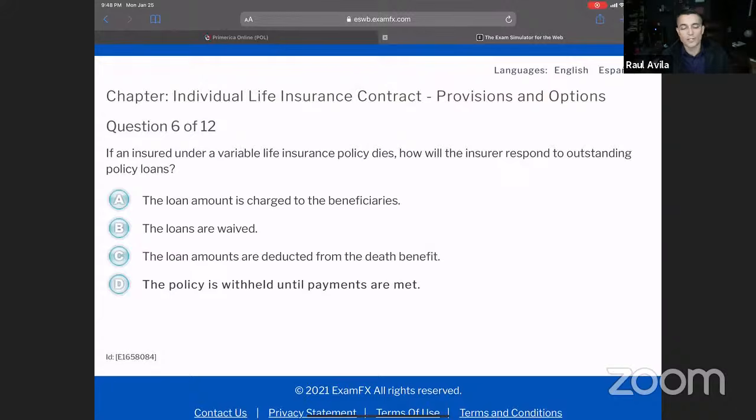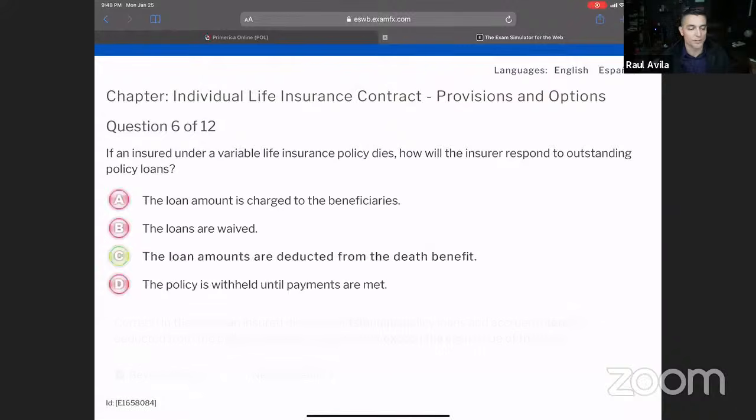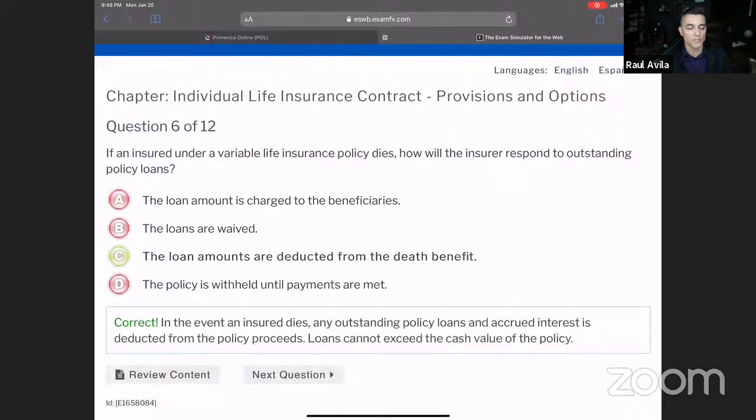All right, go ahead and choose your answer in your brain, out loud or in the chat, and then I'm going to type my answer. C. The answer is C. The loan amounts are deducted from the death benefit.